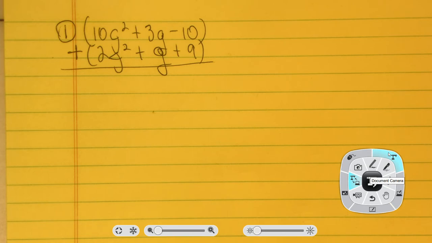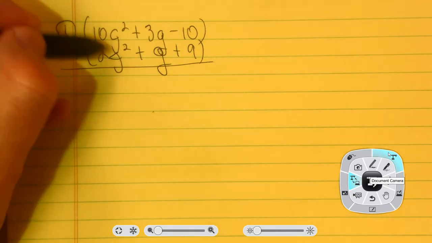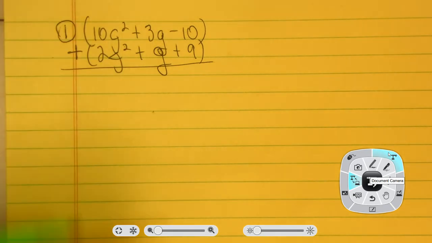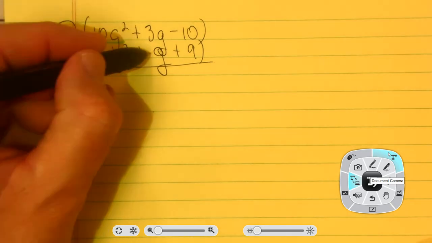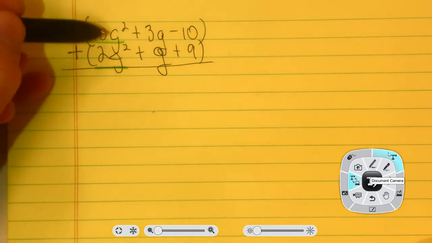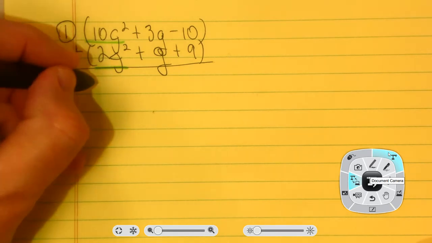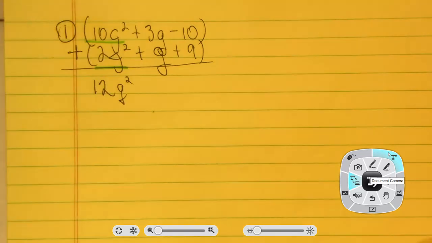And in order for them to be like, the variable portion has to be the same along with the exponent portion. Both portions have to be the same. So this is 10g squared plus 3g minus 10. Okay, so I can pair up the 10g squared with the 2g squared in the other polynomial. The polynomial is 2g squared plus g plus 9. So all I have to do is add 10g squared to 2g squared. Now remember that I know 10 plus 2 is 12, but I don't change the variable portion.